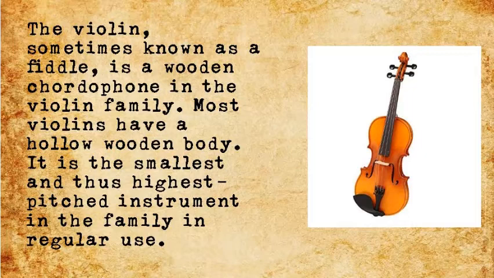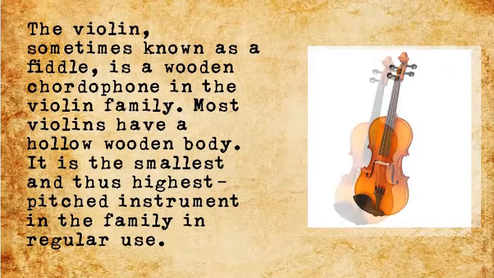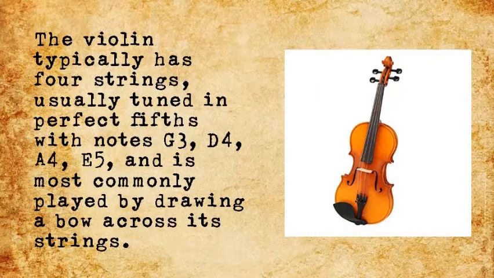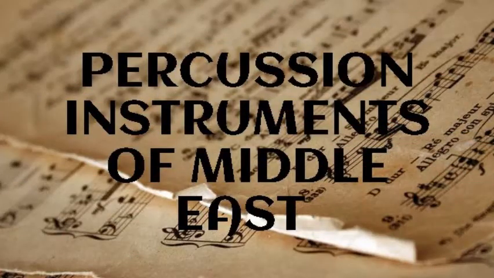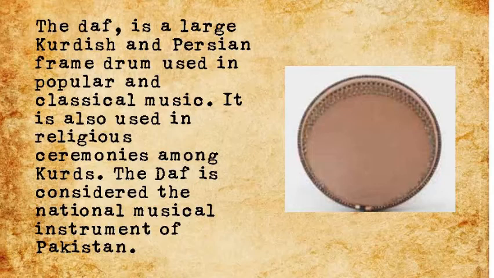It is the smallest and thus highest-pitched instrument in the family in regular use. The violin typically has 4 strings, usually tuned in perfect fifths with notes G3, D4, A4, E5, and is most commonly played by drawing a bow across its strings. The percussion instruments of the Middle East. The daf is a large Kurdish and Persian frame drum used in popular and classical music.